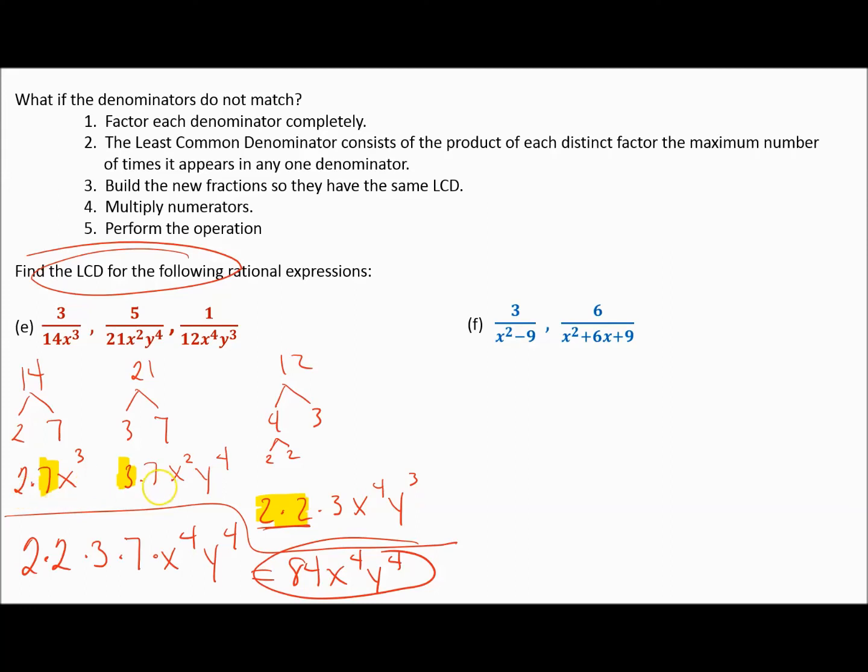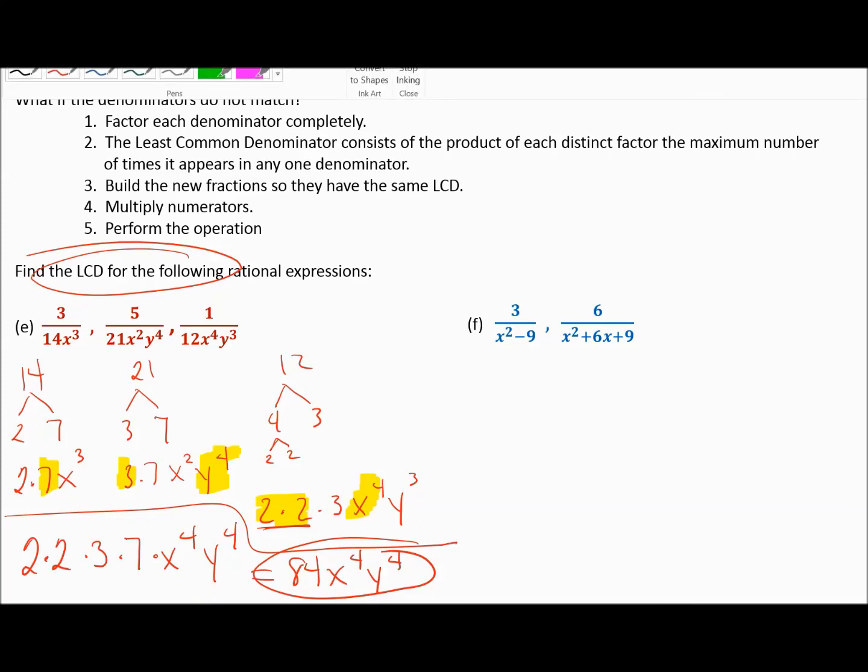Now I could have highlighted this one or this one. Doesn't matter. I've got x to the third, an x squared, and x to the fourth. You need the most number of times it shows up. No y, a y to the fourth, a y to the third. I need the most number of times it shows up. The highlighted ones are the ones I have down here. So 2 times 2 times 3 times 7 times x to the fourth times y to the fourth. And that gives me 84x to the fourth, y to the fourth.